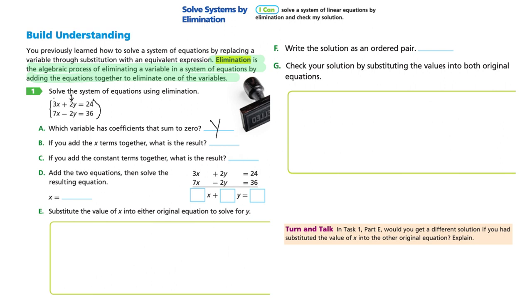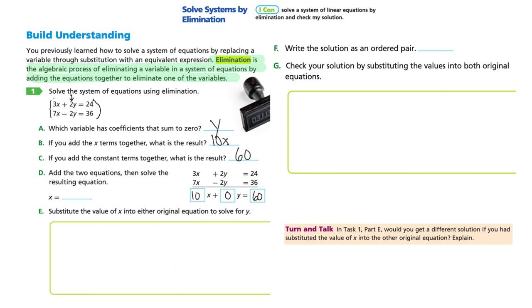If you add the x terms together, what is the result? Well, 3x plus 7x is 10x, right? If you add the constant terms together, what is the result? Well, 24 plus 36 is 60. Now add the two equations together, then solve the resulting equation. So here you have 3x plus 7x equals 10x. 2y plus a negative 2y is 0y. And then 24 plus 36 is 60.